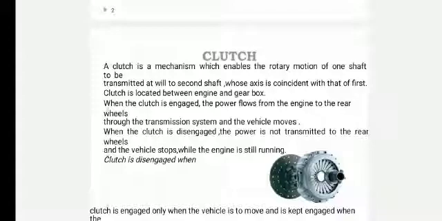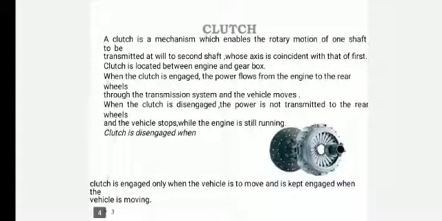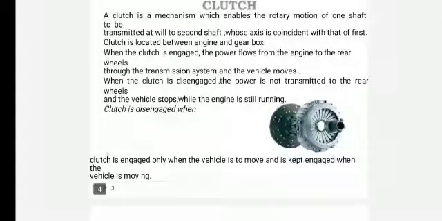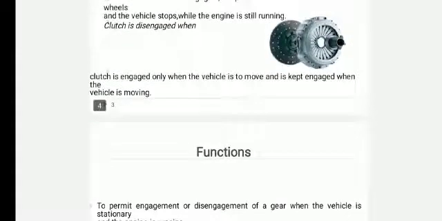When the clutch is engaged, the power flows from the engine to the rear wheels through the transmission system and the vehicle moves. When the clutch is disengaged, the power is not transmitted to the rear wheels and the wheels stop while the engine is still running. The clutch is engaged only when the vehicle is to move and is kept engaged when the vehicle is moving. The simple diagram of the clutch is displayed.